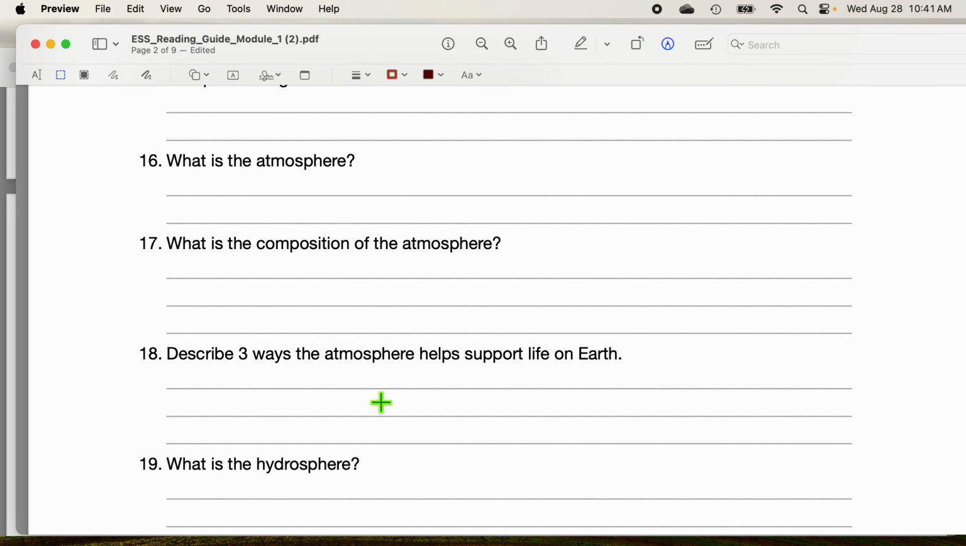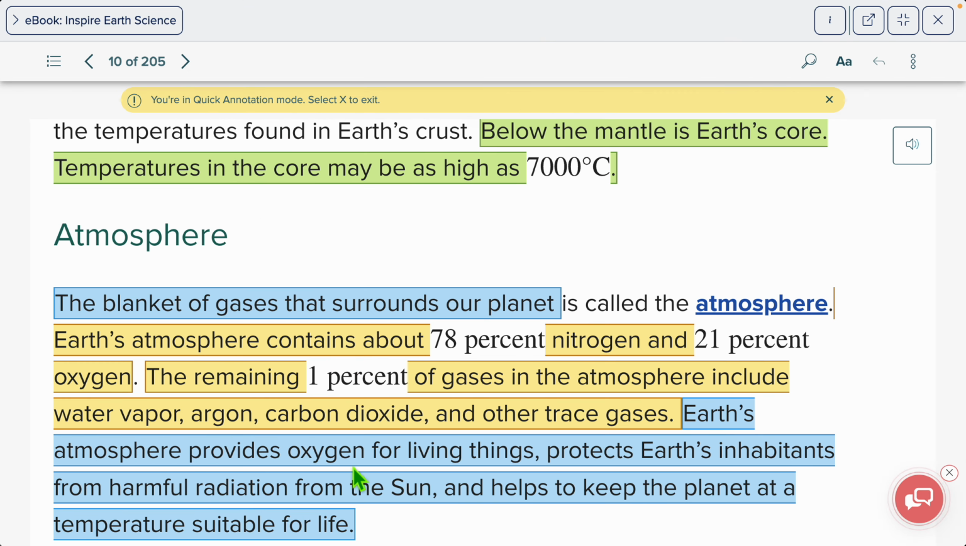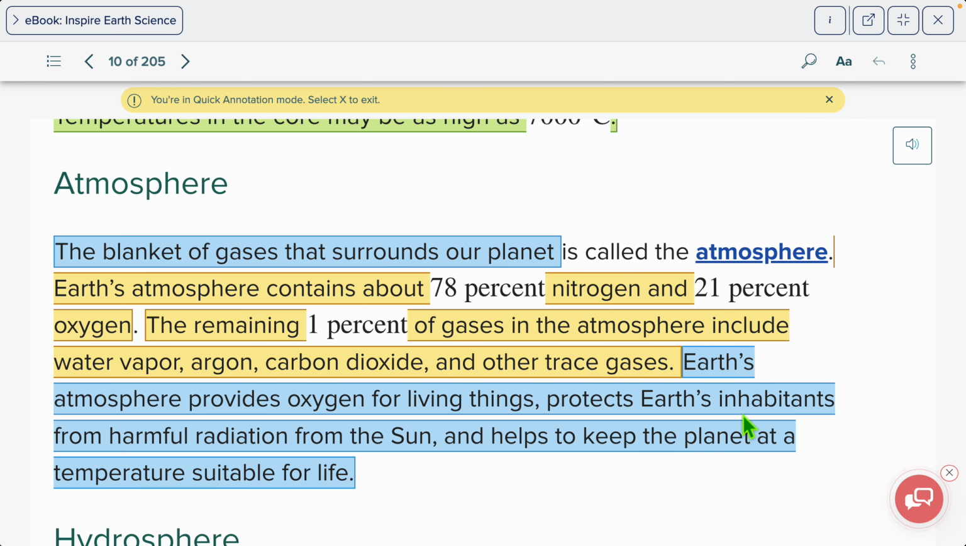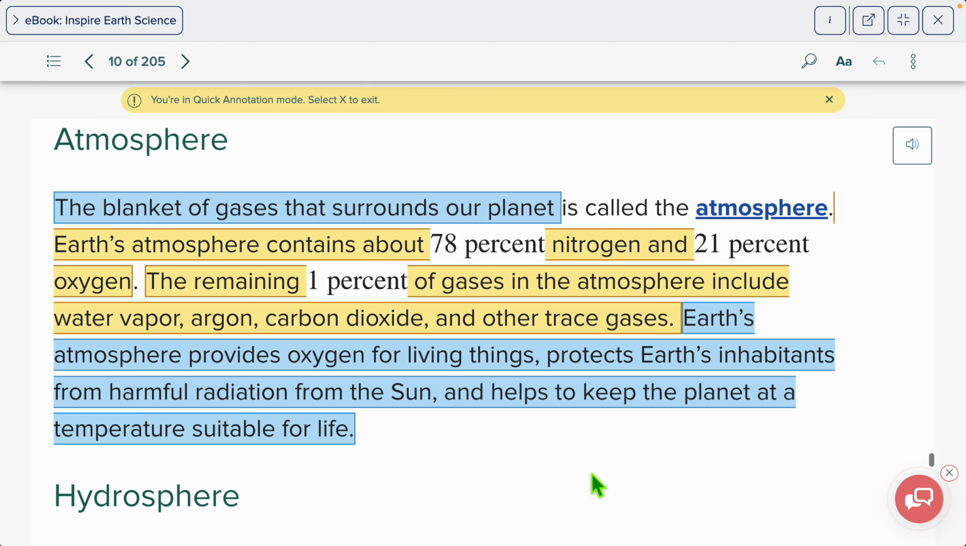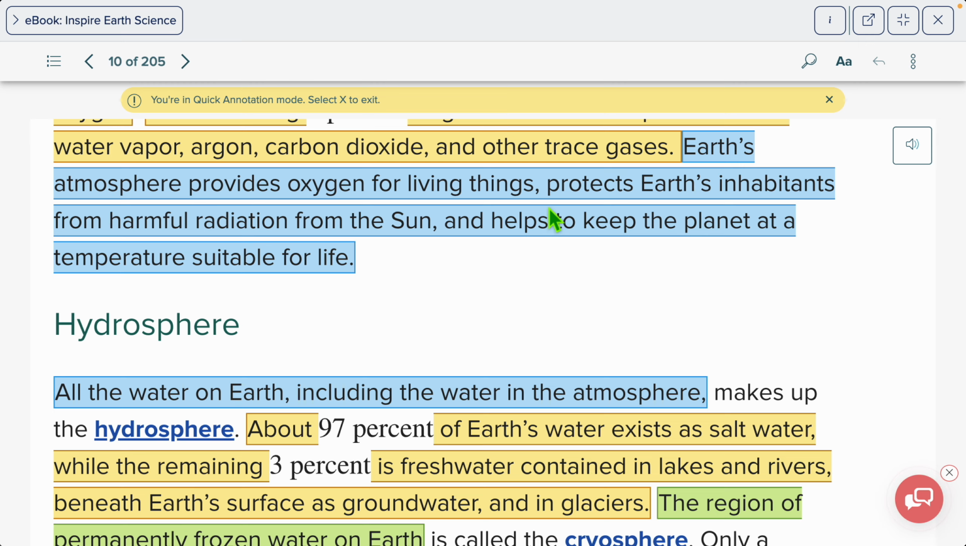What's it made of, and what kind of ratios, what kind of percentages are you talking about for each of those things? And then number 18, describe 3 ways the atmosphere helps support life on Earth. Well, that's this part here. Provides oxygen for living things, protects inhabitants from harmful radiation, and then also keeps the planet at a nice temperature for life. Okay, so that's sort of 18 right there, I think.